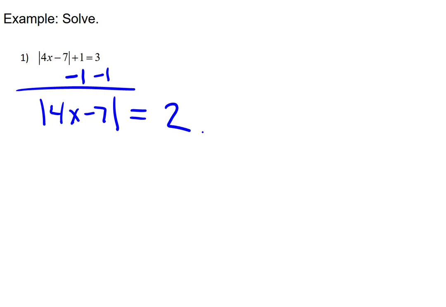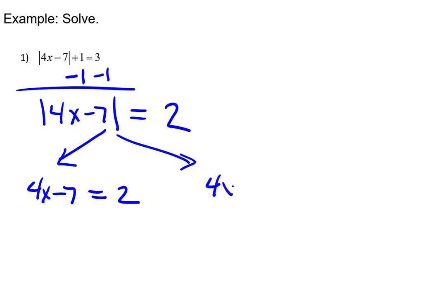And so if we apply the same concept we discovered, which is that what's in the absolute value could be both 2 or negative 2, then we can simply split this absolute value equation into two non-absolute value options. Namely, we could have 4x minus 7, which is what's in the absolute value, equal to positive 2, or 4x minus 7 equal to negative 2.